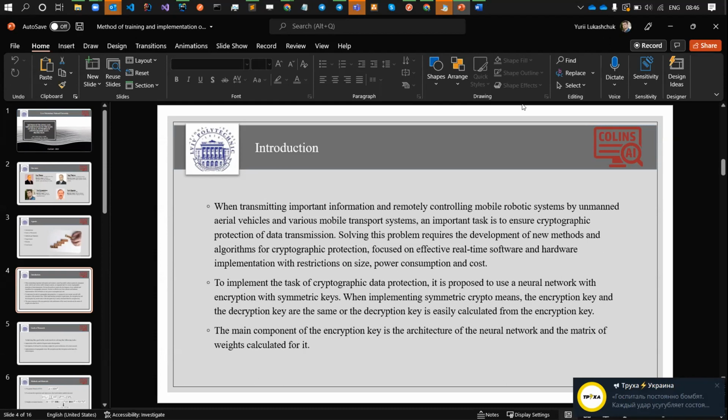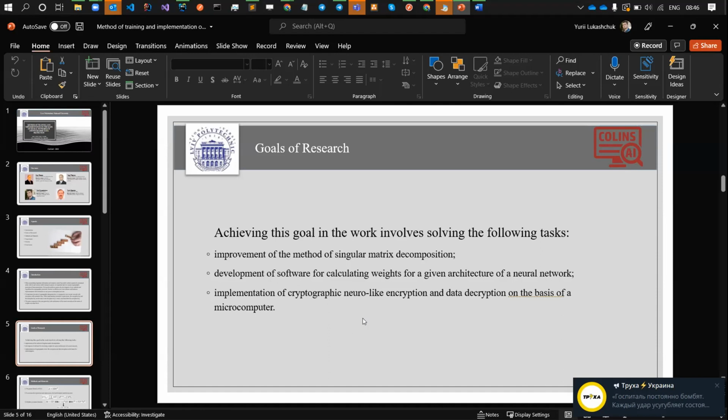Now, let me show our goals. Achieving the goals, the work involves solving the following tasks: implementation of the methods of singular value decomposition, development of software for calculating weights for a given architecture of neural network, implementation of cryptographic neural network encryption and data decryption on the basis of a microcomputer. So these are our goals.